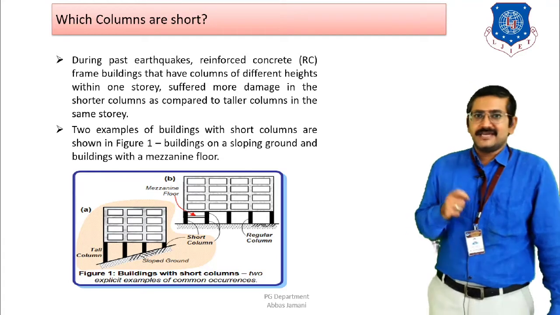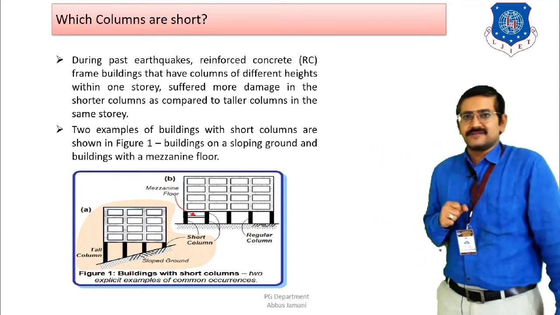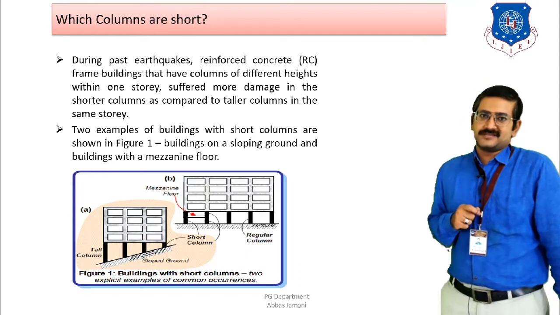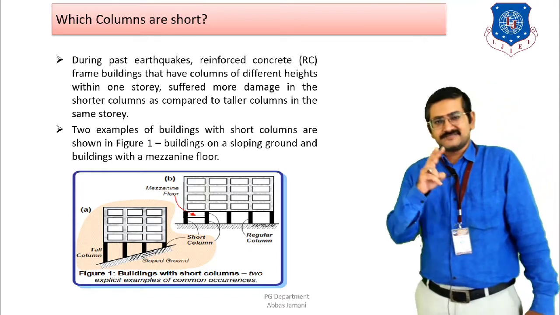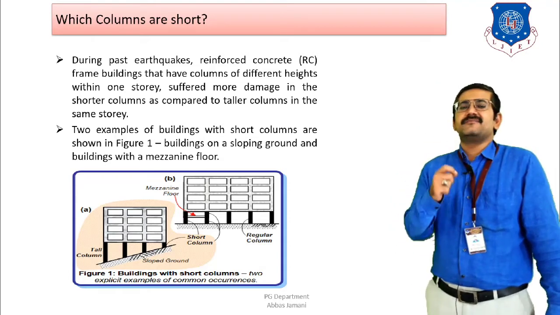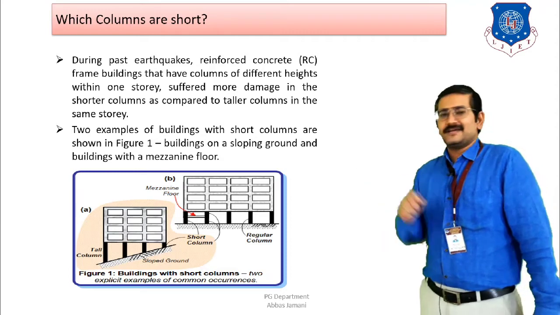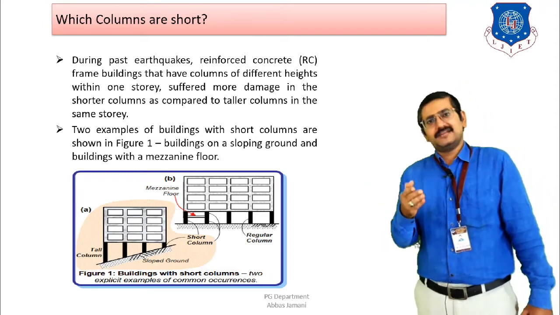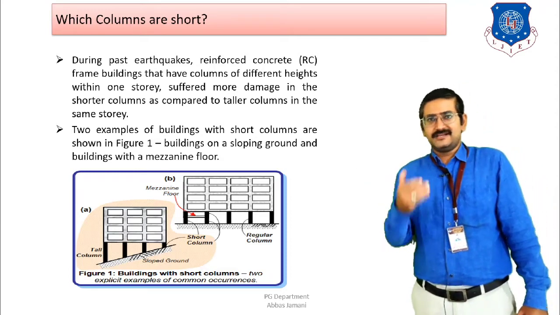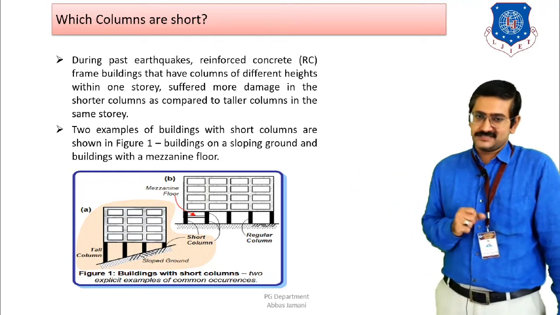If I take an example, I can see the figure over here where two types of buildings are shown. Two cases are discussed where the short column effect is likely to be possible. The first is when the building is located on sloping ground, and the second is wherever you have an intermediate mezzanine floor, or an intermediate floor in a certain portion of the building. Let us look at both cases one by one.